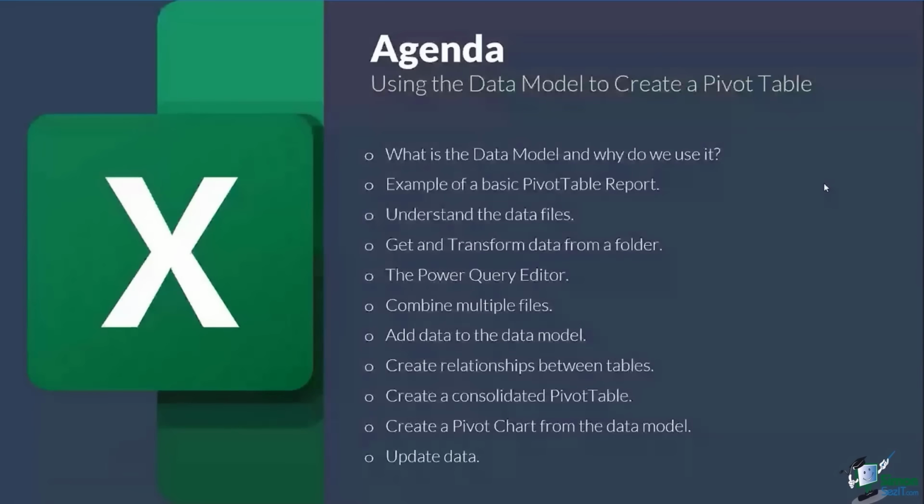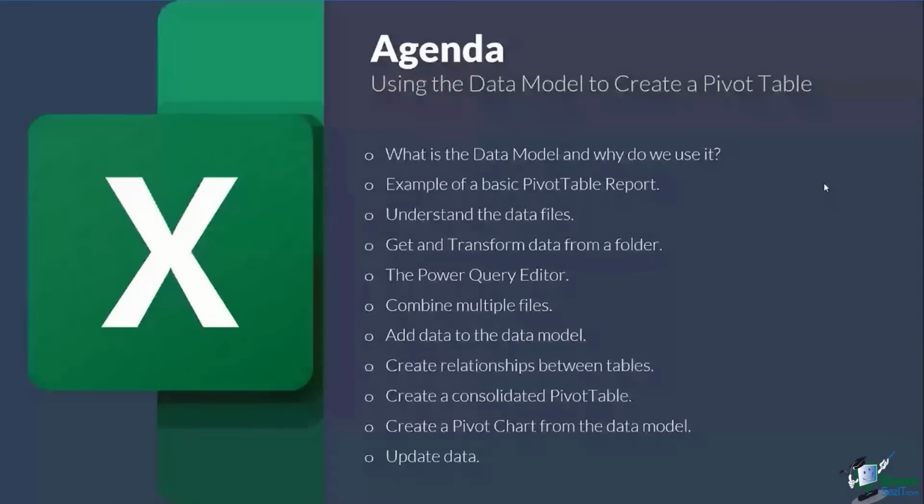We're going to take a look at creating relationships between different tables of data and then how we can use all of our data to create what we call a consolidated pivot table. We're going to finish out the session by creating a pivot chart based off of the data model, and then I'm going to show you how easy it is to update the data.